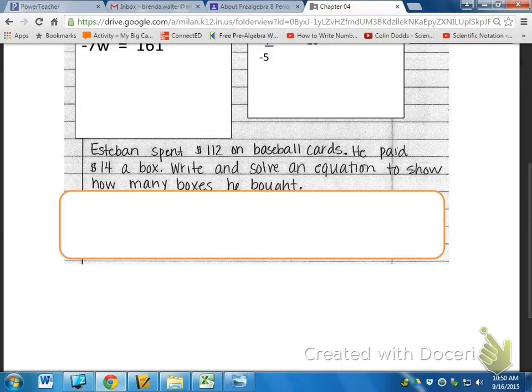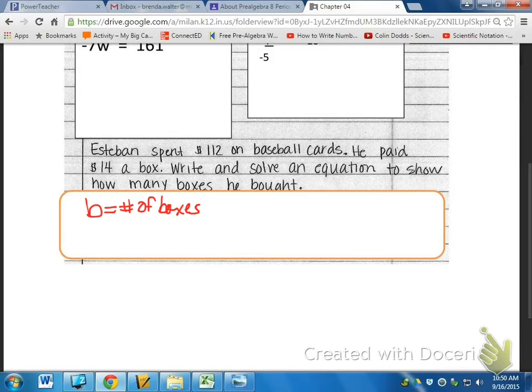Okay, what's the thing that we don't know? What are we looking for in that word problem? Braden? He bought cards, but it's how many? It says solve an equation to show how many boxes he bought. So the part that we don't know is how many boxes. So pick a variable to stand for boxes, Braden. B. So we're going to say B is the number of boxes. And we've got to write an equation and solve it.